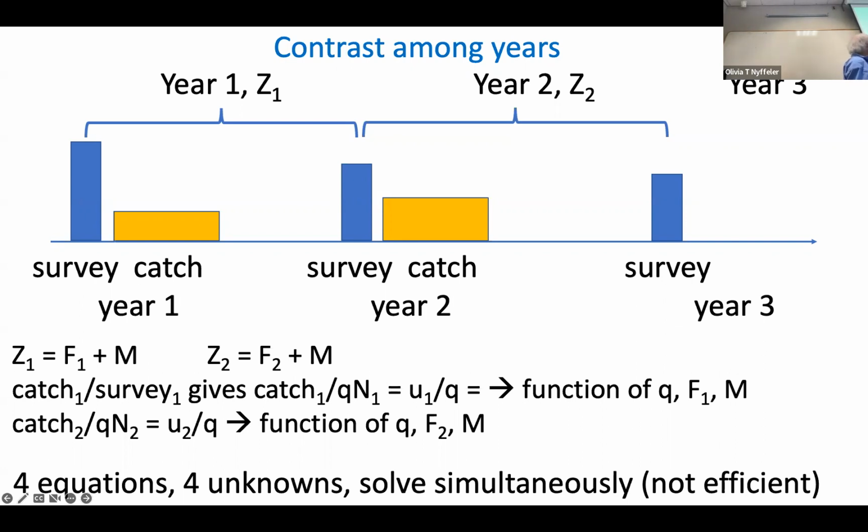Note that if the fishing mortality doesn't change, the natural mortality rate doesn't change from year to year, then this is just a replicate observation of that. It's no new information. It's just more information on what's Z1 equals F1 plus M, because this is the same as that Z. So then it won't work. Okay, so you need that contrast.